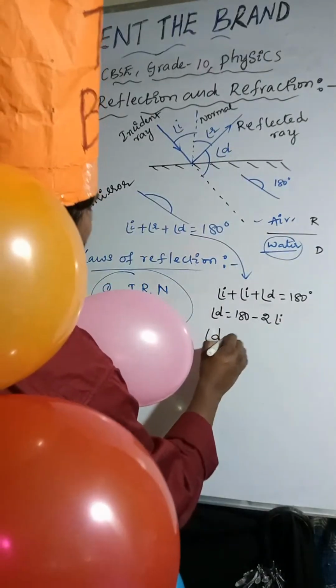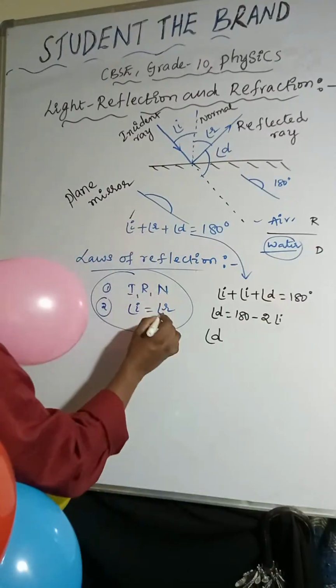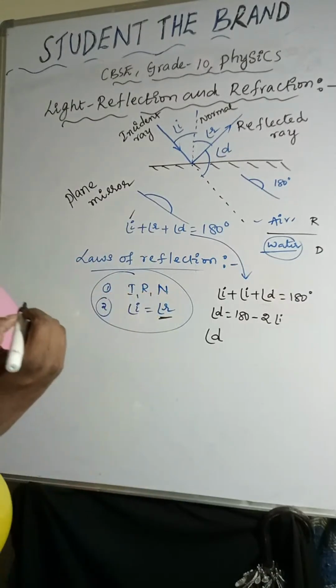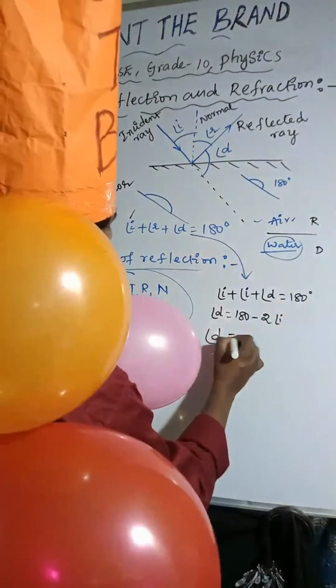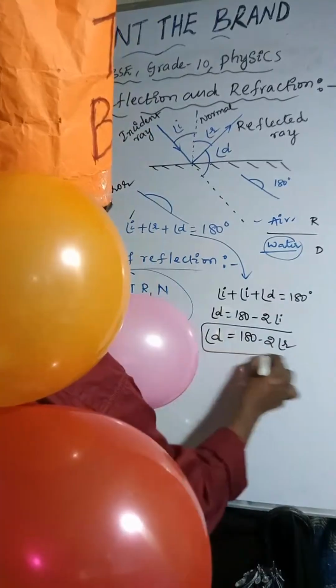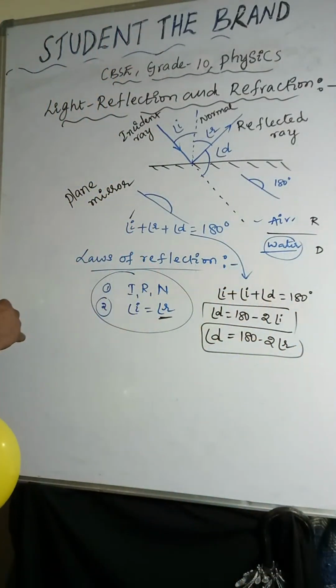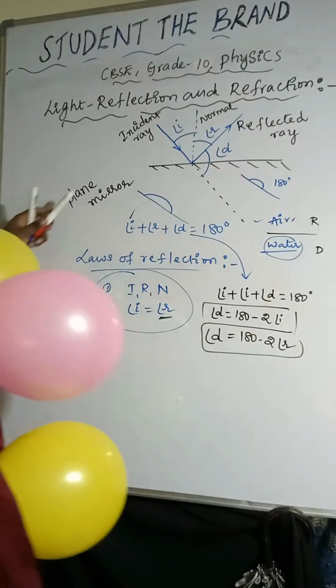If instead of angle of incidence I substitute angle of reflection, then we get 180 minus 2 angle of reflection. I hope it is very clear. Now you can observe here.